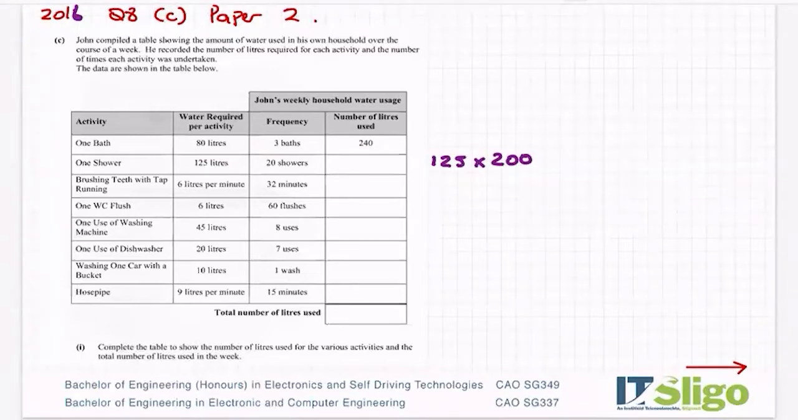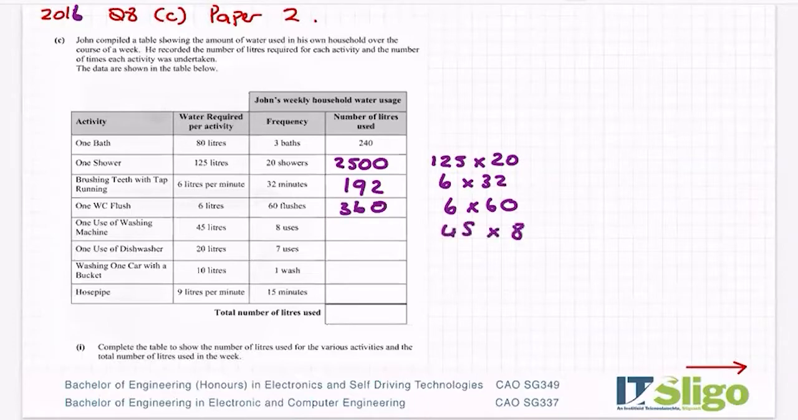Sorry, not 200, 20. That's 2,500. Brushing teeth, 6 by 32, and that's 192. 6 by 60 for flushing toilets, 360. One use of a wash machine, 45 by 8, was 360 again. One use of a dishwasher, 20 litres, and that's 7 uses, is 140.